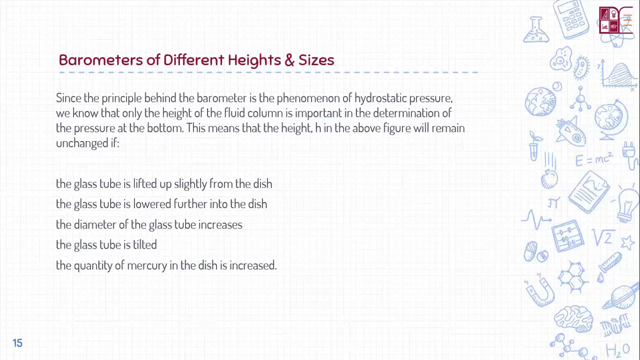Let's say the tube is tilted at some degrees. We're still going to consider the perpendicular height. We're not going to take the tilted height. So it is the height from the top surface of the bath level to the mercury level in the tube. The cross-sectional area does not matter if the tube is tilted. It is the perpendicular height from the top surface of the bath to the mercury in the tube.